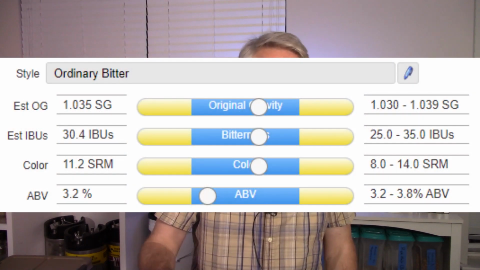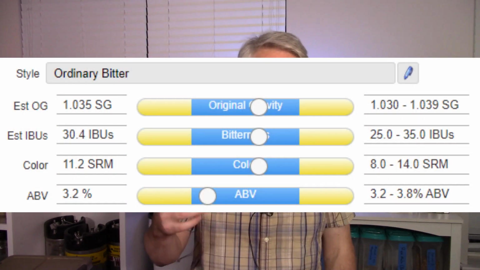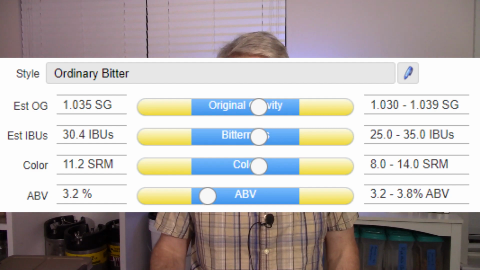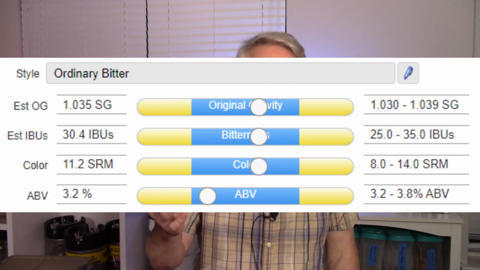For this one, Beersmith estimates my original gravity, IBUs, and color on the upper half of the style guidelines, and then my ABV on the lower end of the guidelines.